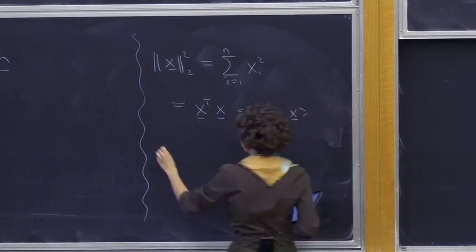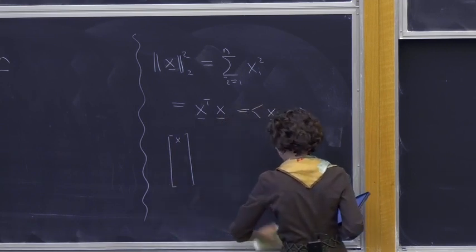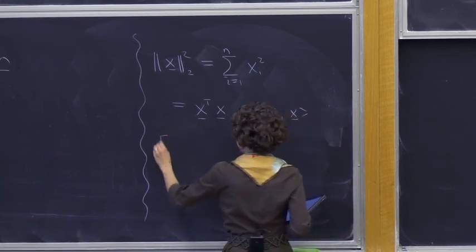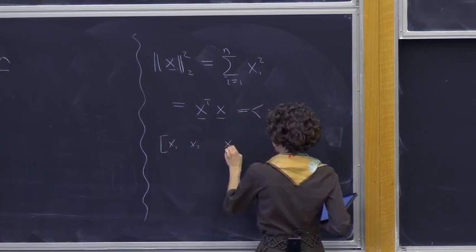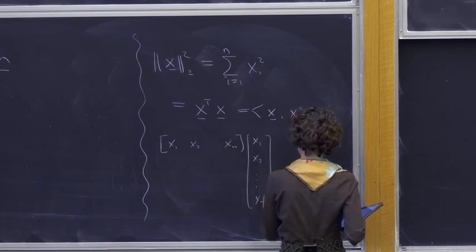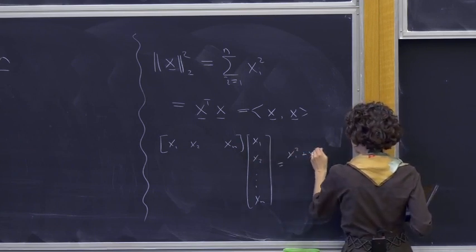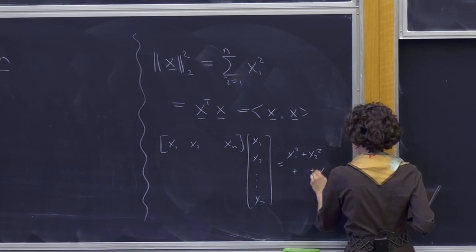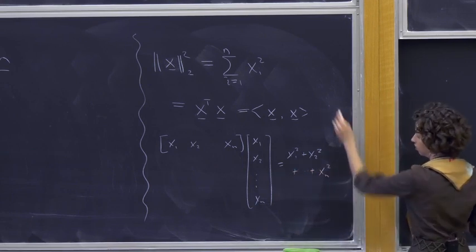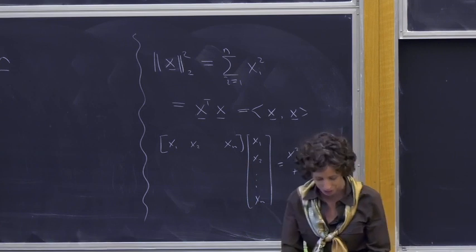And hopefully this is kind of obvious, right? So if we were to look at x transpose x, and x is a column, then what have we got? We have x1, x2 to xn times x1, x2 to xn. And what is that? Well, that's going to be x1 squared plus x2 squared all the way to xn squared, which is exactly the same as this Euclidean norm squared. So it's two different ways of representing the same thing.